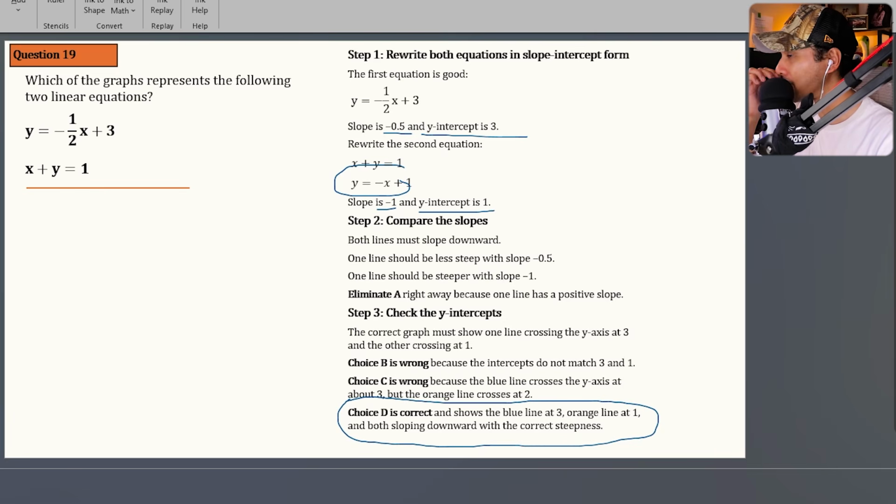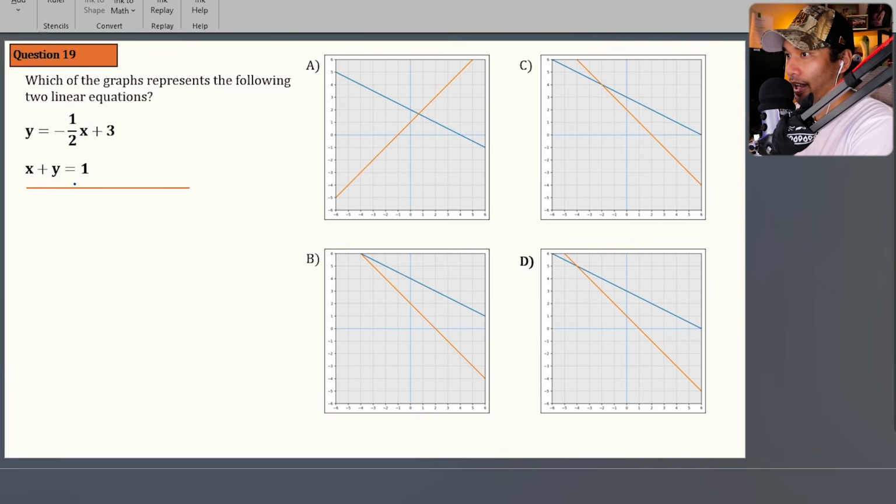And the question on the test will be just like that. It'll be just as easy, but just different equations. So the most important thing to do is to rearrange the equations, ensuring they're in y equals mx plus b, so you can identify the slope and the y-intercept, and then you just examine each graph carefully.